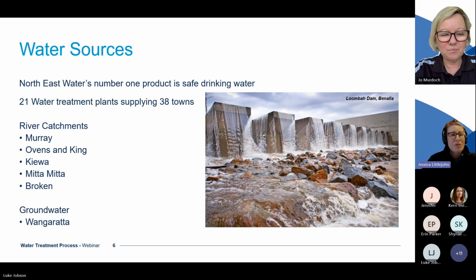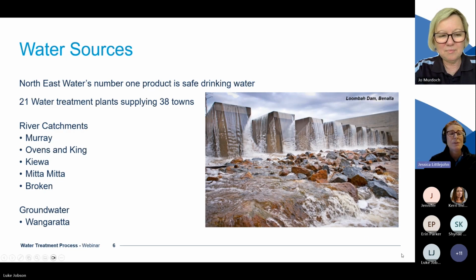So as Jo mentioned, North East Water's number one product is safe drinking water. We operate and manage 21 water treatment plants that supply 38 towns across our region. We extract raw water from rivers, which is called surface water, from the 5 major river catchments across the northeast. We also have one groundwater source in Wangaratta that we can use on peak days.